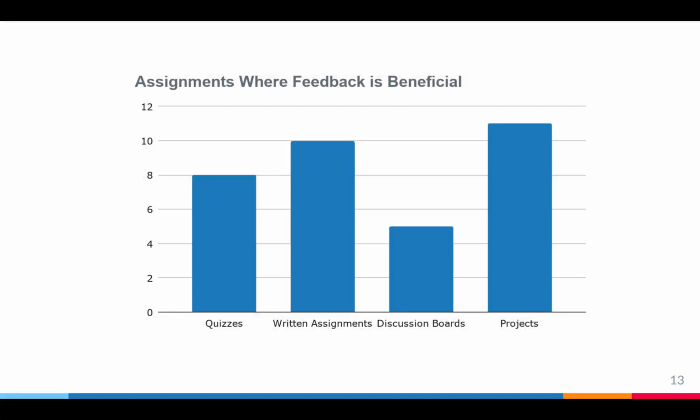For this question, the question was, what assignments do students find feedback to be beneficial on? And we can see that 11 out of 12 students felt that feedback was beneficial on projects, and 10 out of 12 felt that feedback was beneficial on written assignments, where only 5 out of 12 felt that feedback was beneficial on discussion boards. So from an instructor perspective, I might put more time and energy into providing feedback on projects and written assignments and a little bit less time on discussion boards.